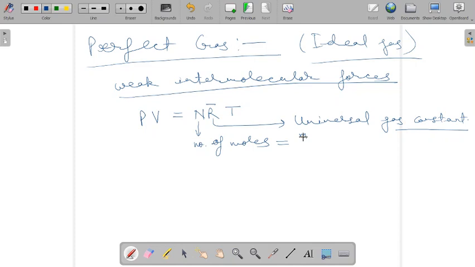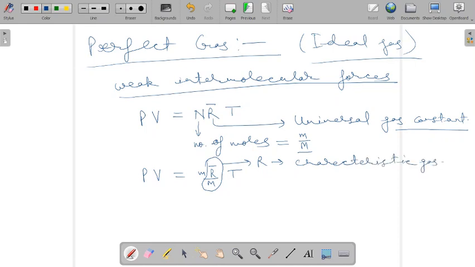Now the number of moles we can specify as nothing but a given mass of the gas divided by its molecular mass. So if I do this replacement, I will find P into V equal to small m by capital M into R bar T. Now this R bar by molecular mass, we call as R, and it is called the characteristic gas constant. Why am I calling it the characteristic gas constant? Yes, it has different values for different gases because this is the universal gas constant divided by molecular mass.